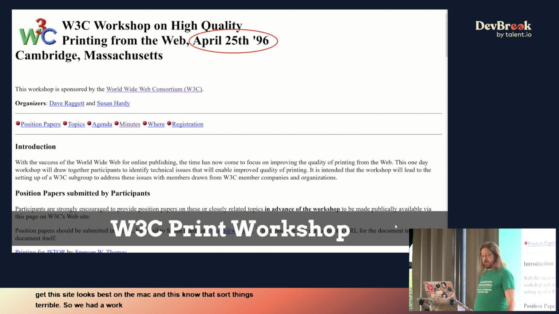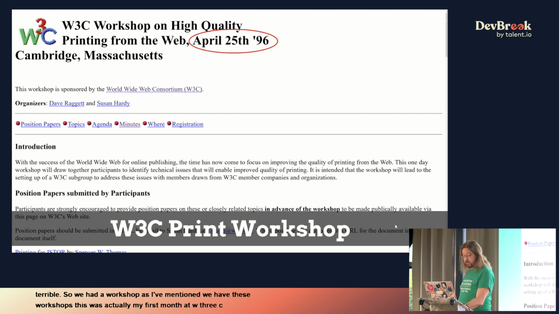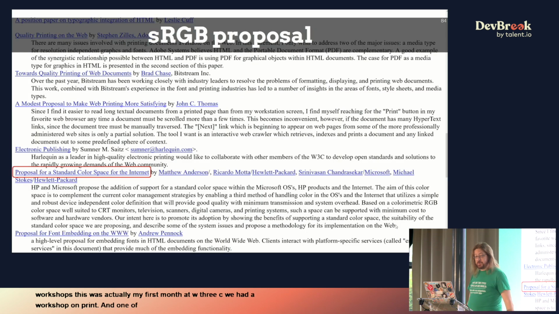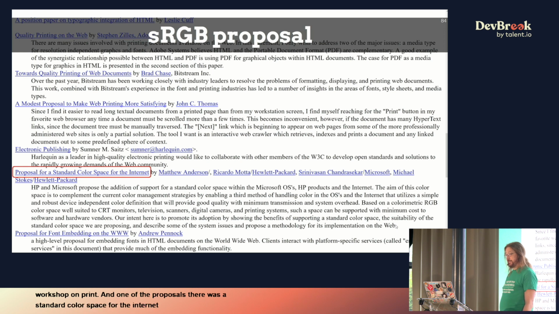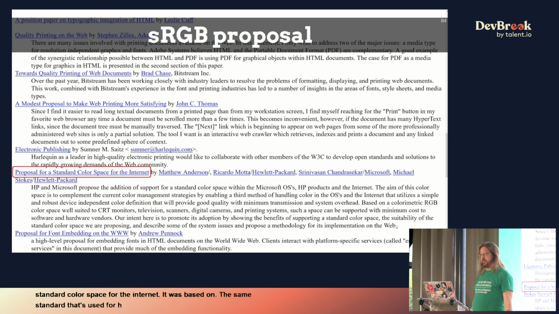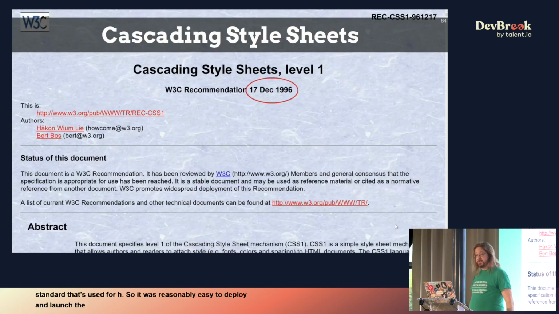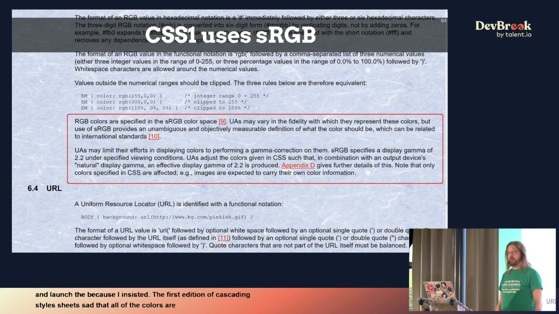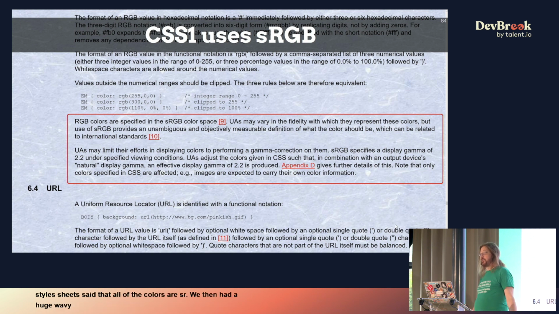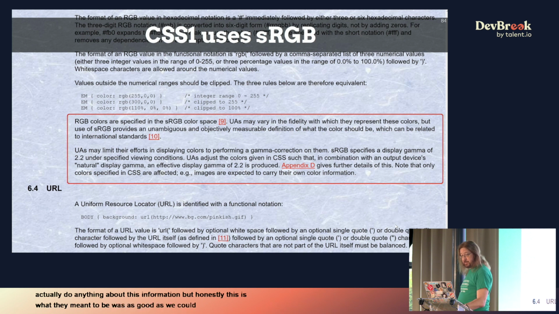So we had a workshop, as I've mentioned. We have these workshops, and this was actually my first month at W3C. We had a workshop on print, and one of the proposals there was a standard color space for the internet. It was based on the same standard that's used for HDTV, so it was reasonably easy to deploy. And largely because I insisted, the first edition of Cascading Style Sheets said that all of the colors are sRGB. We then had a huge hand-wavy thing of course, you may vary in your fidelity to actually do anything about this information, but honestly, this is what they're meant to be. That was as good as we could get at the time.